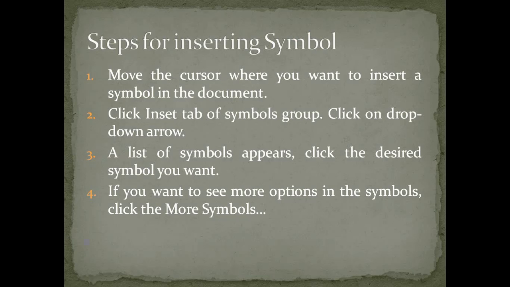Next, steps for inserting symbols. Step 1. Move the cursor where you want to insert a symbol in the document. Step 2. Click the Insert tab, Symbol group. Click on the drop down arrow. Step 3. A list of symbols appears. Click the desired symbol you want.